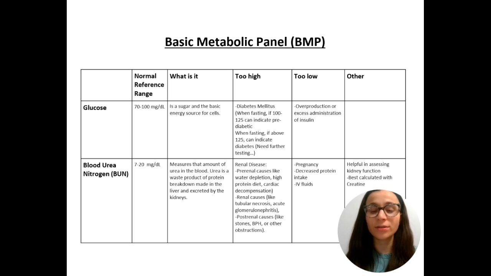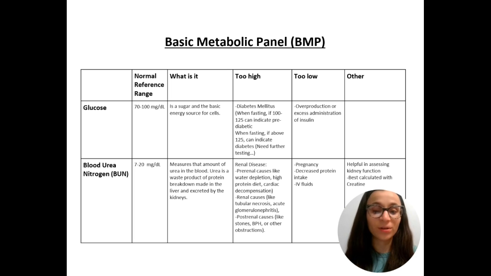If it's too high, so it's over 100, then it can indicate diabetes. And if it's too low, then it usually indicates an overproduction or an excess of insulin, because insulin lowers the blood sugar. Now, if someone's fasting and it's 100 to 125, then it could indicate prediabetes. It can't really diagnose it. And if the person's fasting and it's above 125, then it could indicate diabetes. But you need further testing; this could just clue you in.